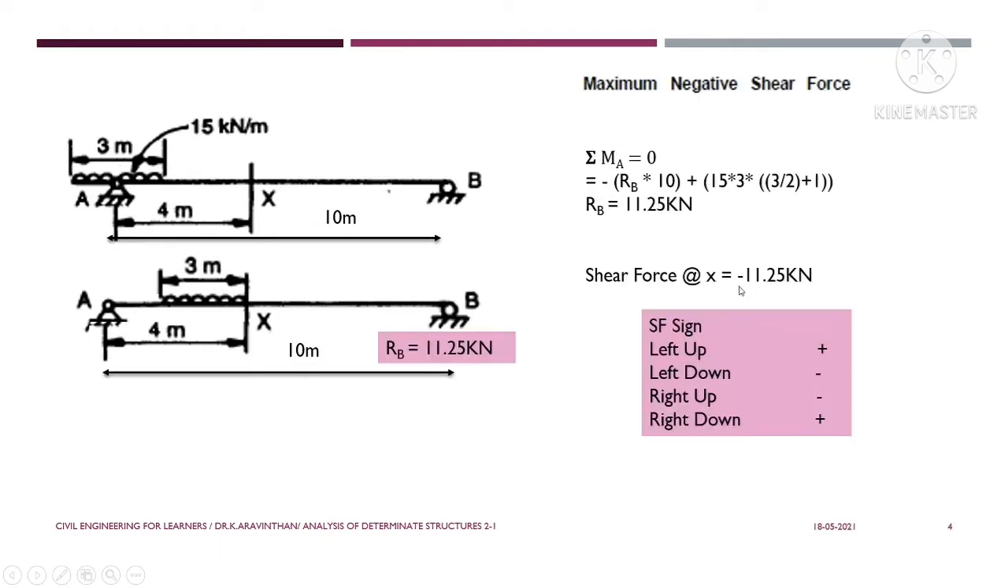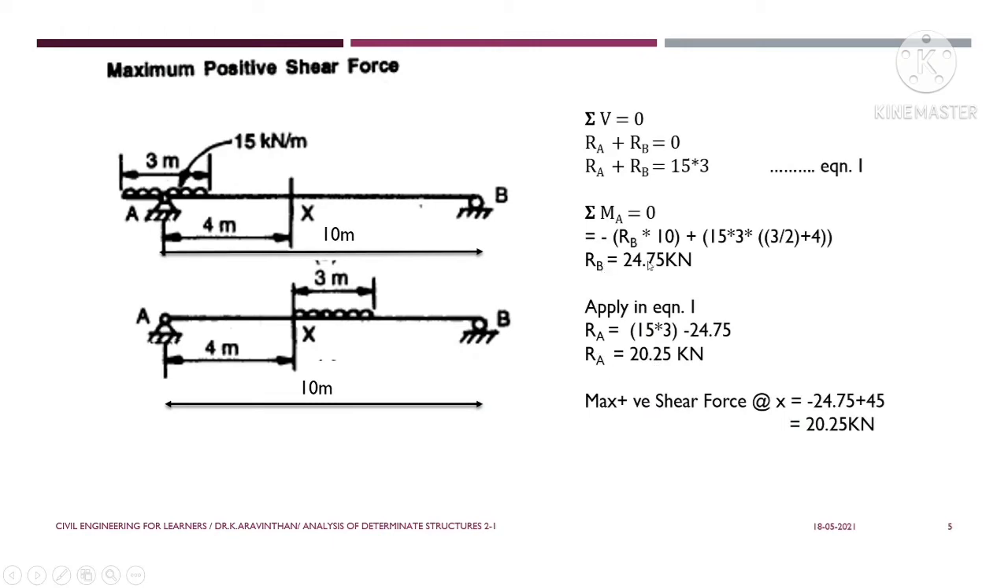Note that here you got RB as 11.25. Why? Because this is towards A, and if it crosses towards the B point, the reaction B will increase. So now we got reaction B is 24.75, and if you know RB, you can find RA.